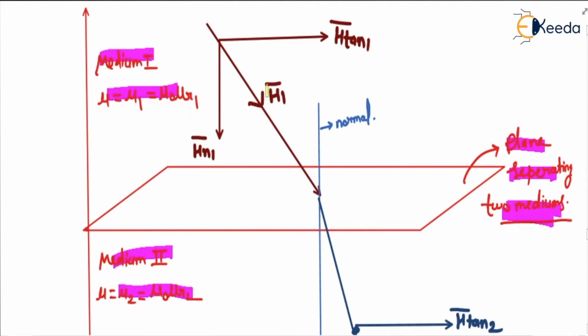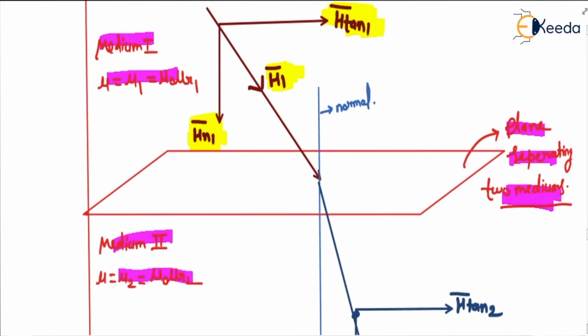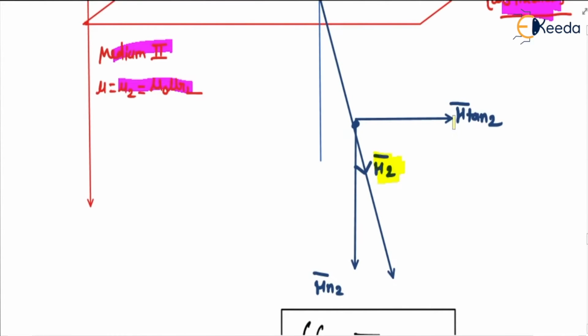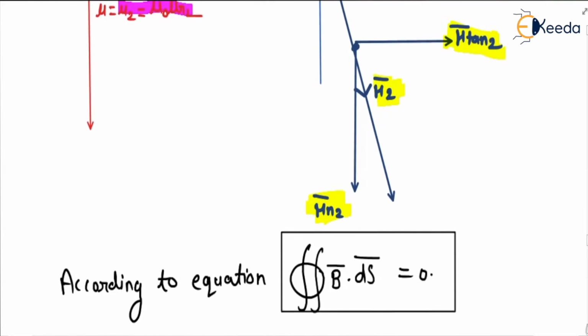Now in medium 1 there is magnetic field H1, which can be resolved into two components. One is the tangential component, which is parallel to the plane, H tan1, and another one is Hn1, which is perpendicular to the plane. Similarly, in medium 2 the magnetic field is H2, and there can be two components: H tan2, which is parallel to the plane, and Hn2, which is perpendicular to the plane.